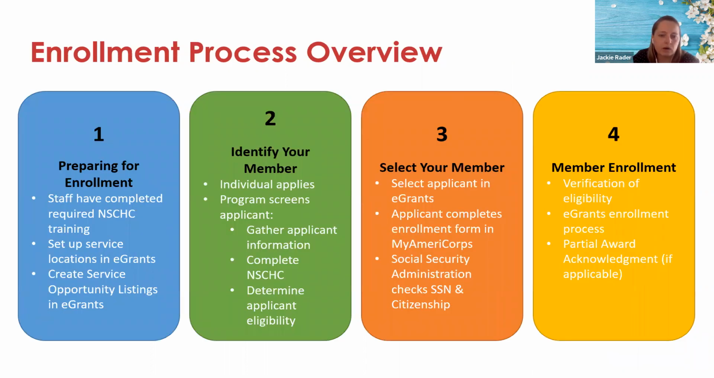A quick overview of what the enrollment process looks like. There are 4 major steps to this. The first is preparing for enrollment. The second is identifying your member and making sure you have all their information. The third is selecting that member and doing steps in eGrants to start enrollment. And the fourth is the actual enrollment form and process in eGrants. We're going to break those down for you right now, step by step, and go into greater detail.